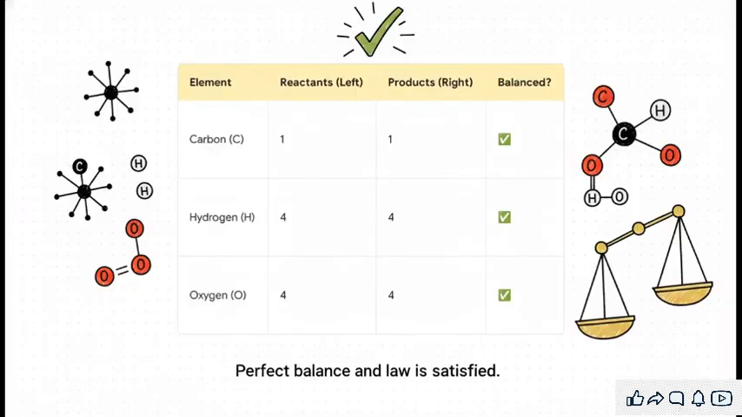And here's the proof. Let's do a quick atom inventory. As you can see in the table, on the left side, we start with 1 carbon atom, 4 hydrogen atoms, and 4 oxygen atoms.